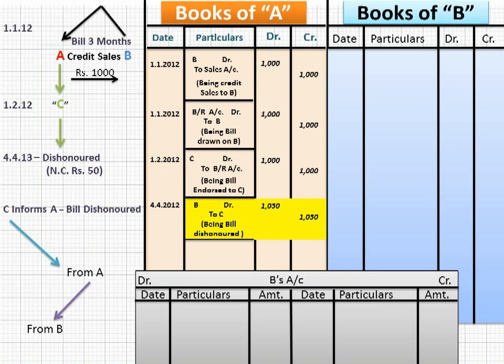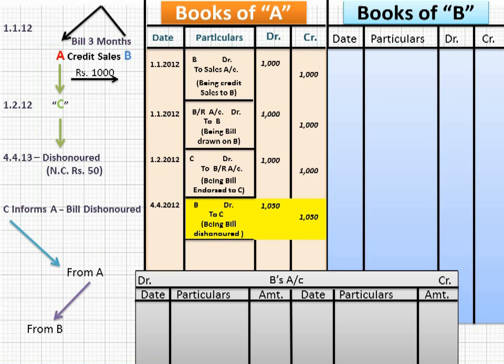So what is the meaning of this journal entry? You have debited B by rupees 1050. It means you are going to make B a debtor in your books. It means you have to receive 1050 from B in future. And you have credited C by rupees 1050. It means you have made C a creditor in your books. It means you have to pay rupees 1050 to C in future. So in future you will recover rupees 1050 from B and you will pay this amount to C.